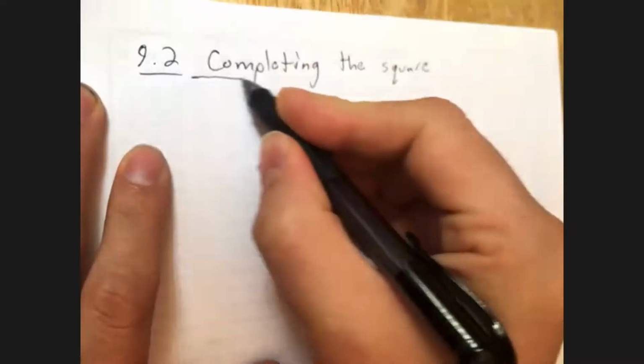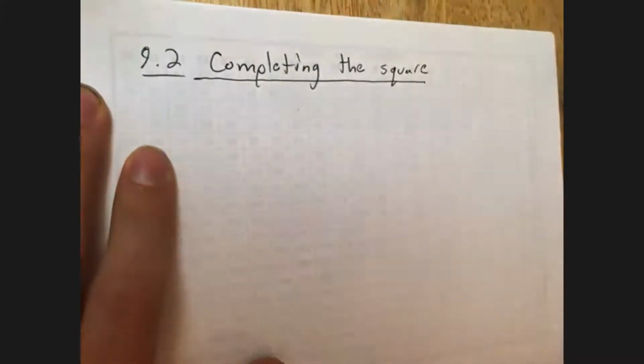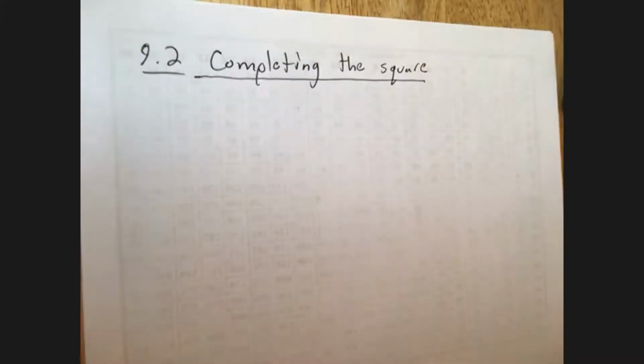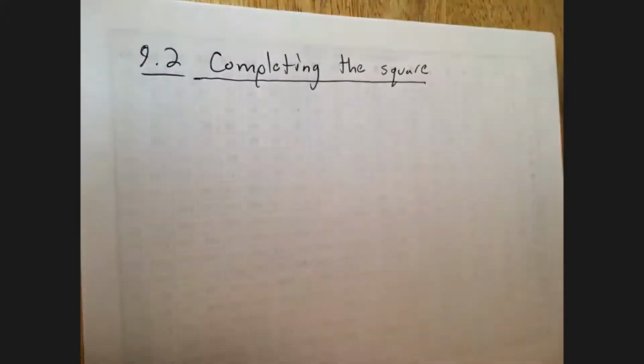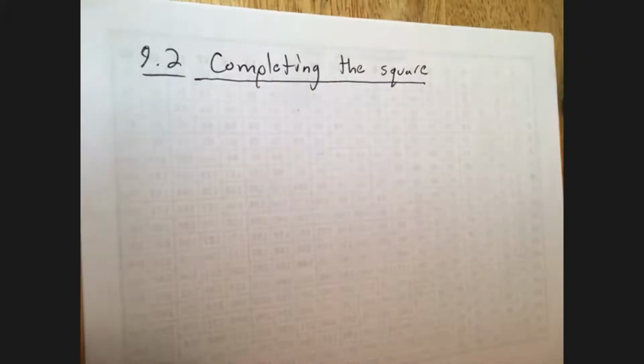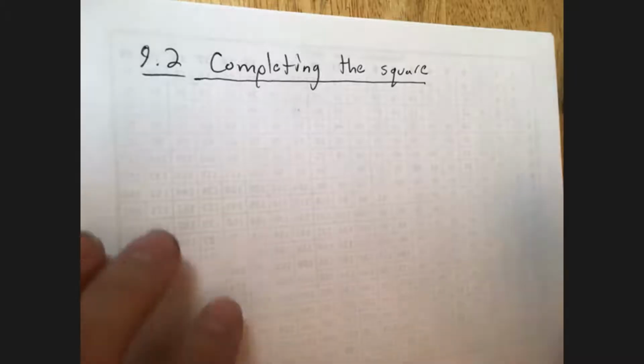Completing the square is how you prove the quadratic formula. So if you wanted to know where the quadratic formula came from, this is it. Completing the square is a method of solving a problem by taking what's there, even if it's not a perfect square, and rewriting it so that it becomes a perfect square. Okay, so let me show you an example.